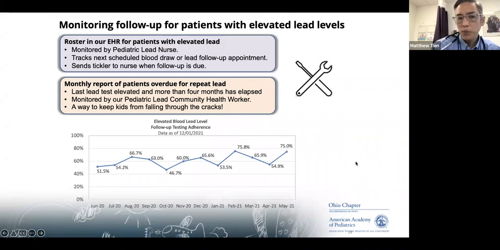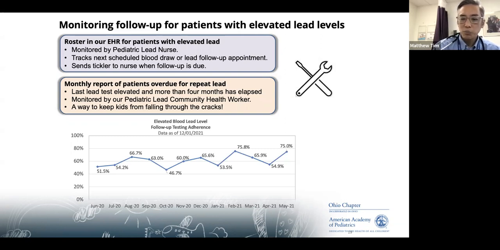We've done some closer monitoring of how we're following up with our elevated lead levels. So we know that we're supposed to follow these patients on a regular basis, but are we really doing what we're supposed to? So we know we have this roster in our EHR for patients with elevated lead that our pediatric lead nurse manages. She tracks when they're supposed to get their next scheduled blood draw or their next lead clinic follow-up appointment. The roster sends her a tickler if a patient has not followed up as they should, so that we can try to stay on top of our patients that way.